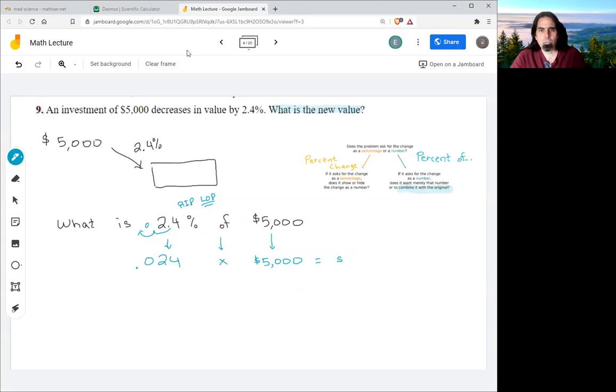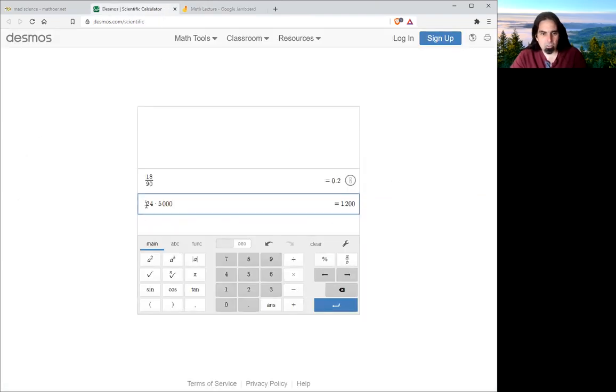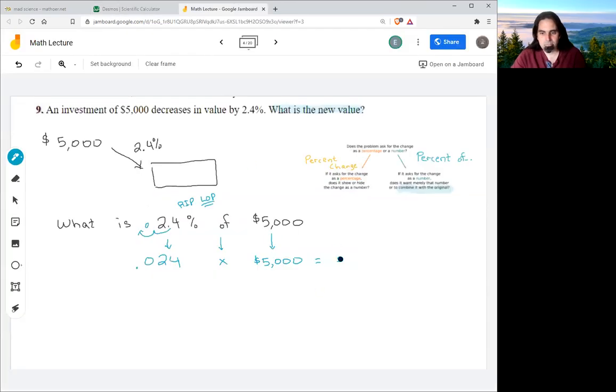That seems way too big. Did I mistype? I did. It's 0.024, 120. There we go. I am glad I mentally estimated, or I would have not noticed my mistake. Okay, so the change is 120.